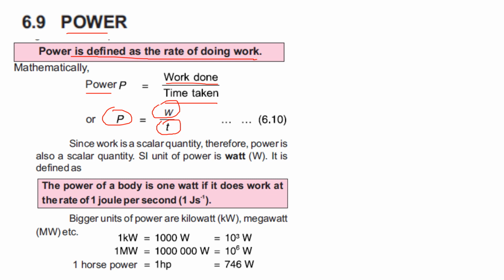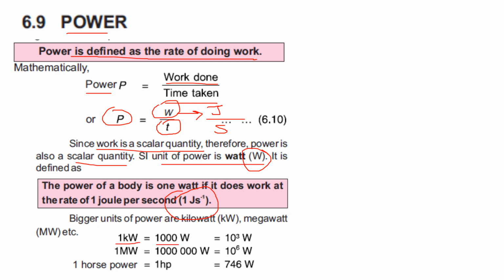As work is a scalar quantity, power is also a scalar quantity. The unit for power is the watt, which is represented by W. The power of a body is 1 watt if it does work of 1 joule in a time of 1 second, right? So we can say that 1 joule per second is equal to 1 watt.